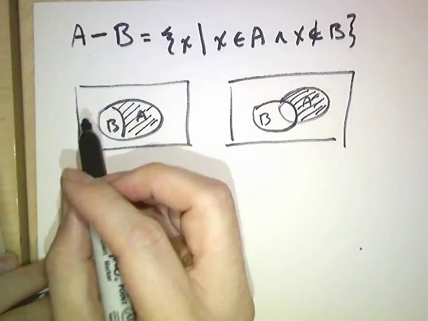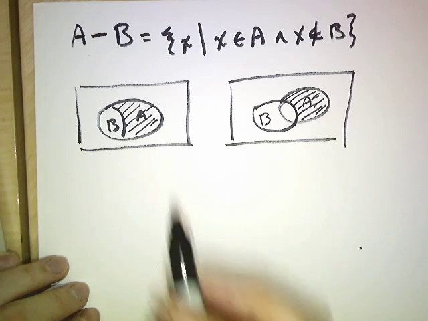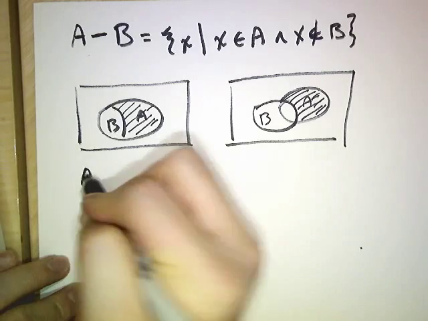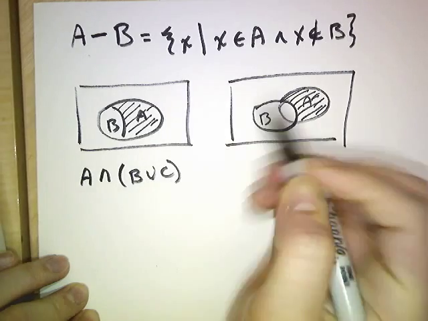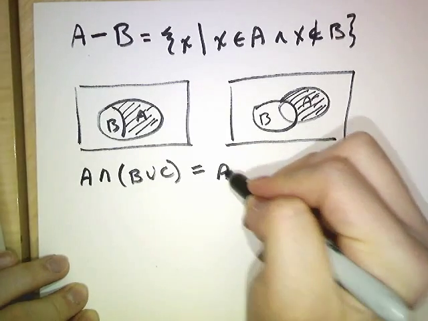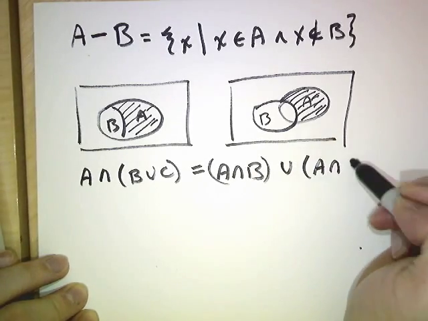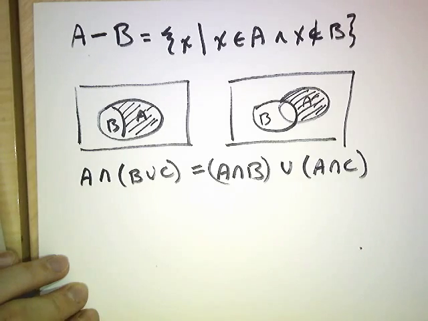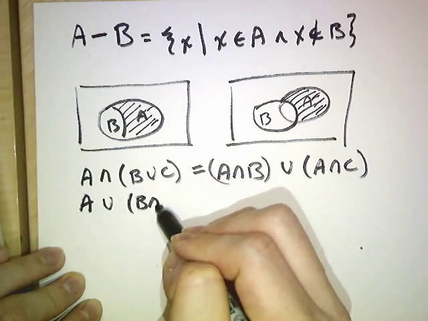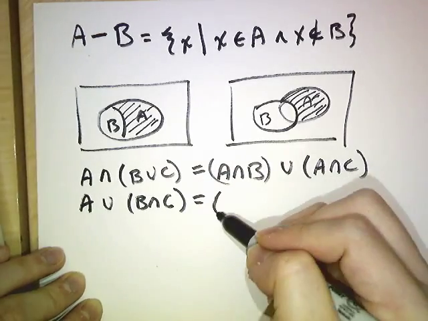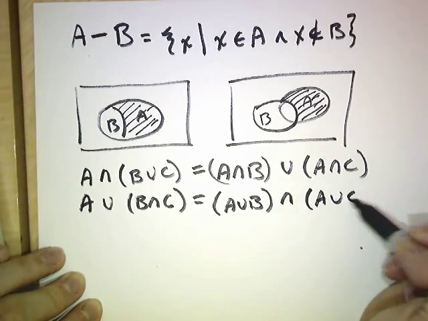Okay, and we can talk about some other properties of these operations on sets. For example, we have a distributive law. A intersect (B union C) is equal to the set (A intersect B) union (A intersect C). It's just like when we did the distributive law for Boolean formulas. So we also have A union (B intersect C) is equal to (A union B) intersect (A union C).